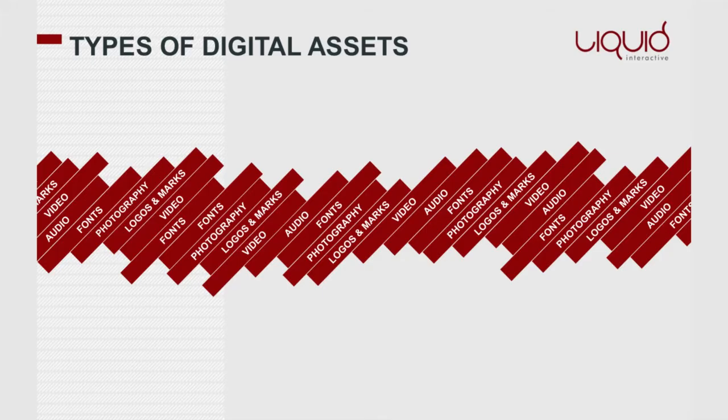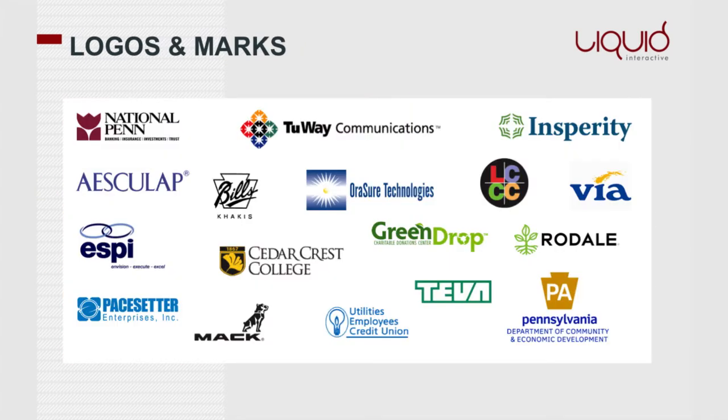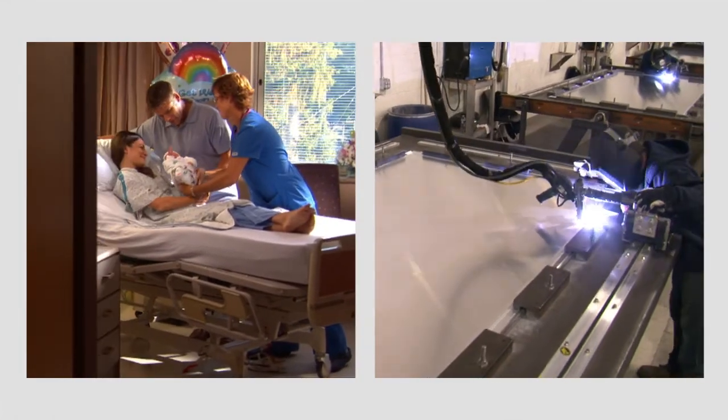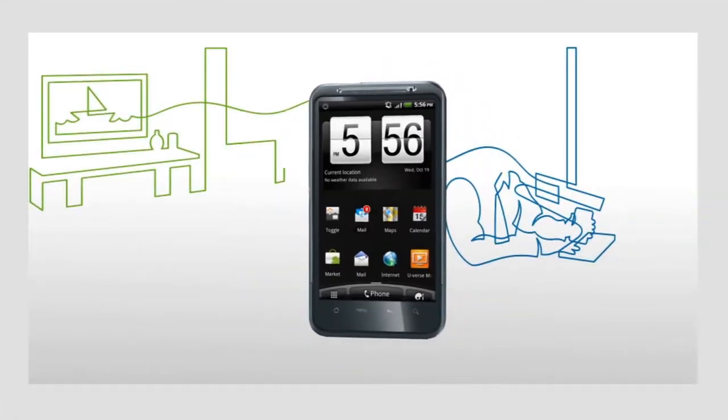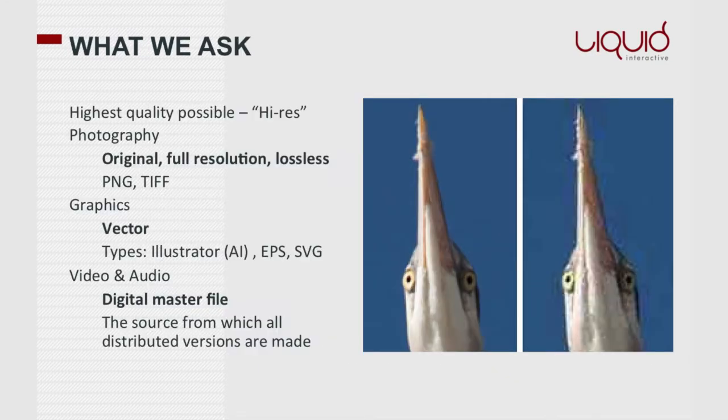And the types of assets that you may provide are photography, logos and marks, video, or in this case, animation, audio, and fonts. When we ask for high res, in photography we're looking for the original full resolution and lossless image.